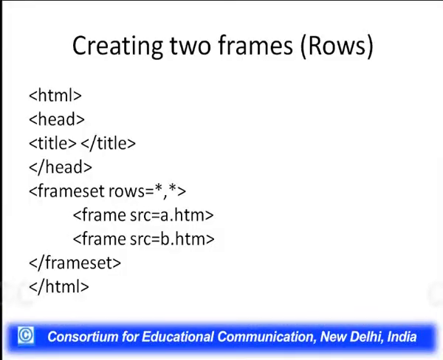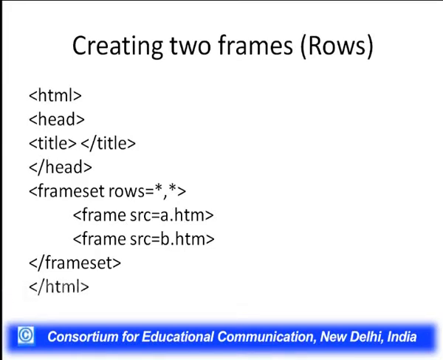So we will just see an example of how this is created. Here I am showing you an example by which we are creating two rows in the frame. You can see I have used HTML, head, then the title, and after the head there is no body, as you can see I have not given the body tag. I simply write frameset rows equal to star comma star. This star comma star means that the screen will be divided into two rows of equal size, and then for each of the rows I will give a frame tag.